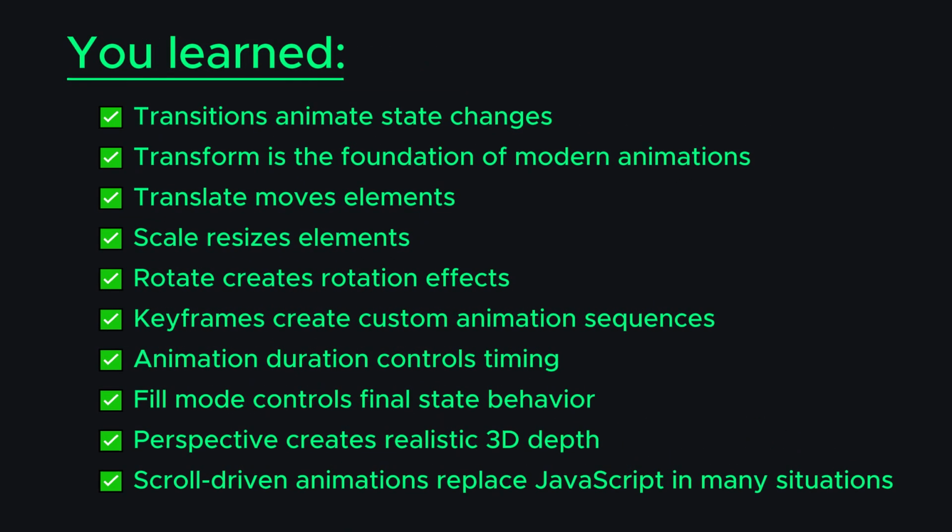Before we finish, let's review what we learned. Transitions animate changes between states. Transforms are the foundation of modern UI animation. Translate moves elements. Scale resizes them. Rotate adds motion and personality. Keyframes create custom animation sequences. Animation duration controls timing. Fill mode controls what happens after the animation ends. Perspective creates realistic depth. And scroll-driven animations allow us to create advanced effects without JavaScript.